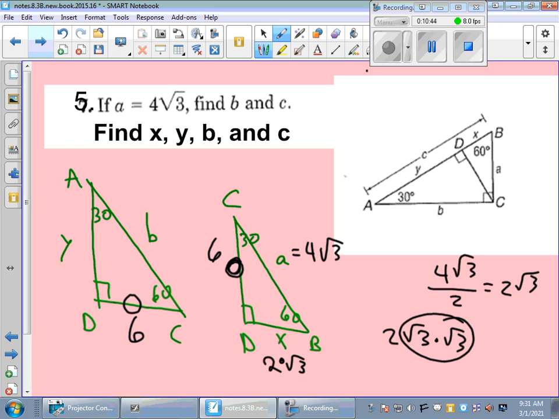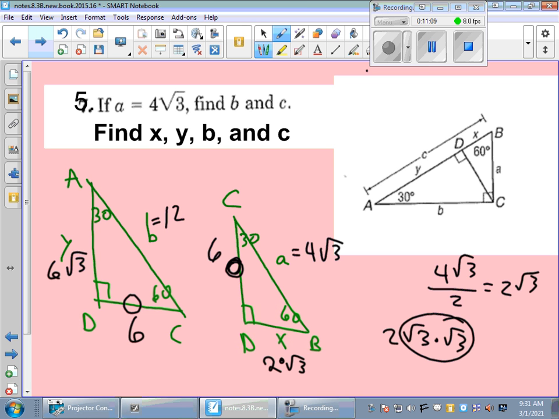So if that's 6, that is now the short leg in our other triangle. So this is 6. We want to go from 6 to the hypotenuse here. That's 6 times 2. B is 12. And then y is 6 times the square root of 3.